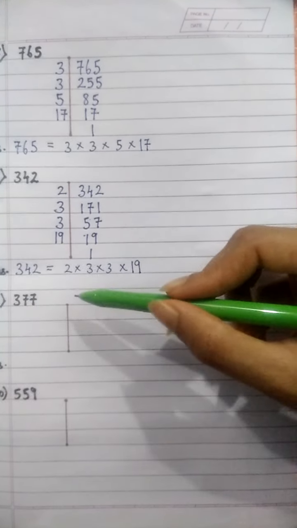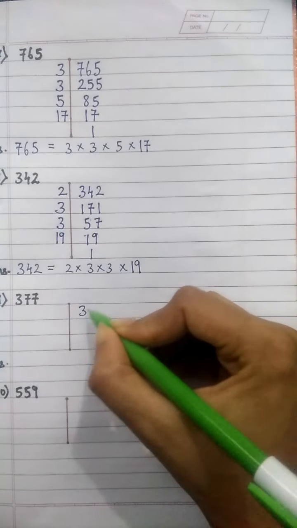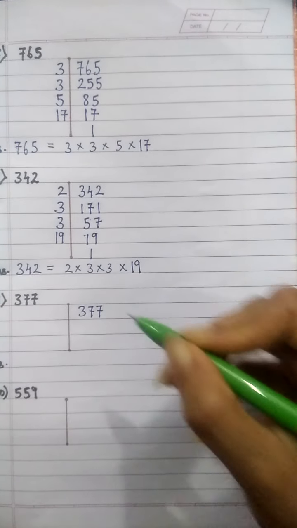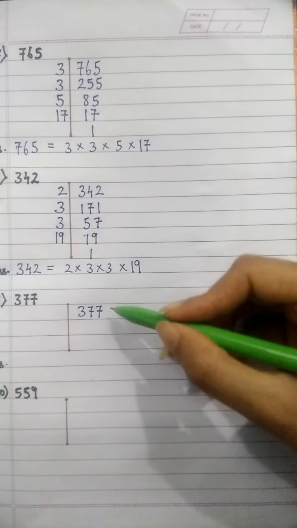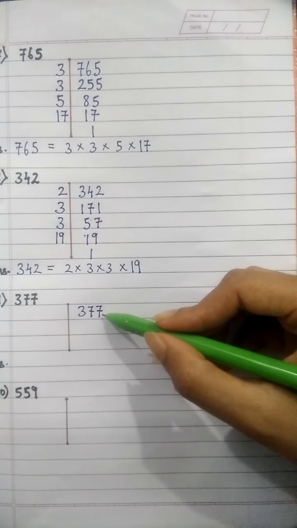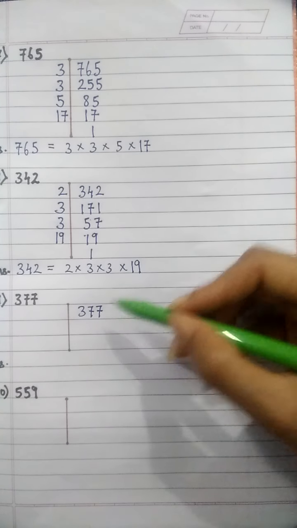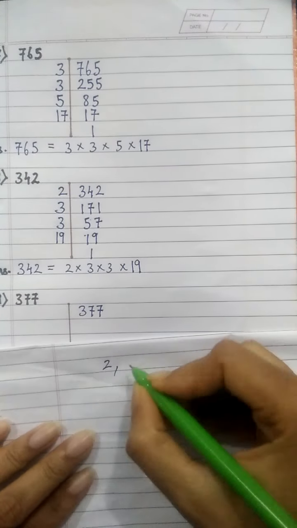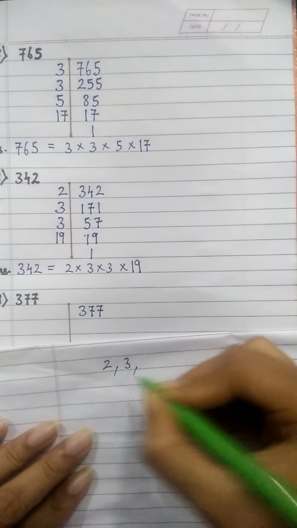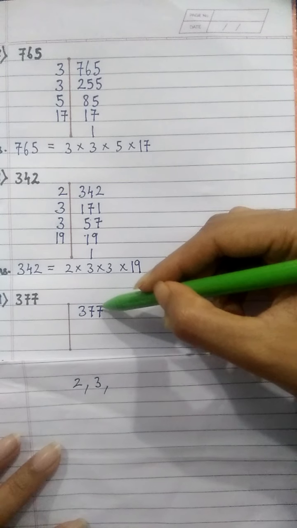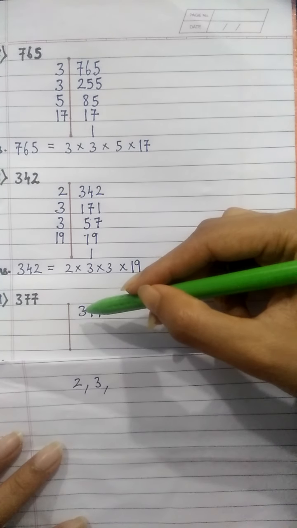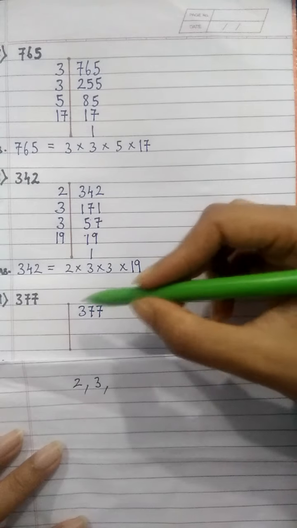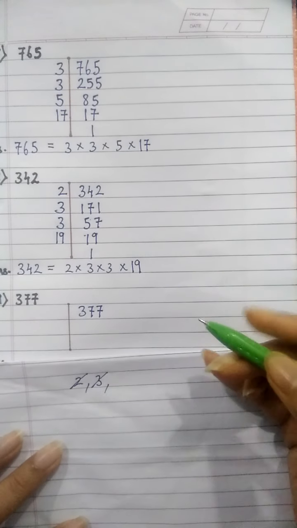Okay. Question number 9. 377. Now here you will see that we have 7 in the units place. 7, not divisible by 2. So if not divisible by 2, we try with 3. So let's try with 3. 7 plus 7, 14. 14 plus 3 is 17. Now 17 is not divisible by 3. So we can't take 2, we can't take 3.